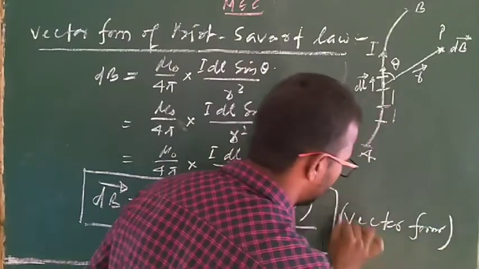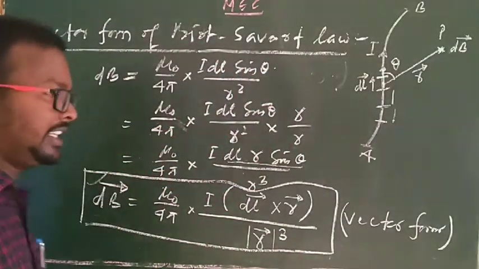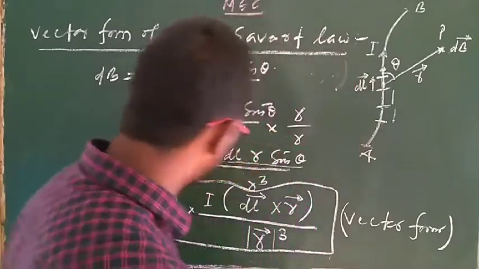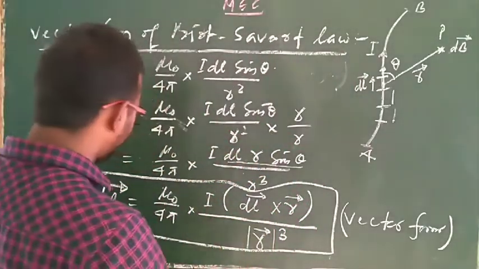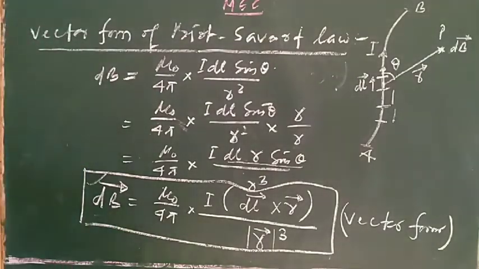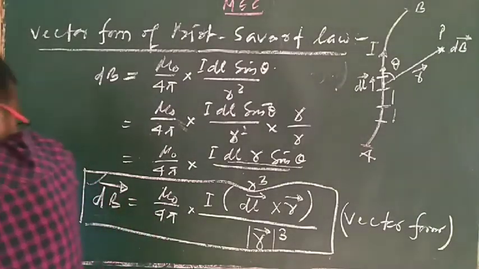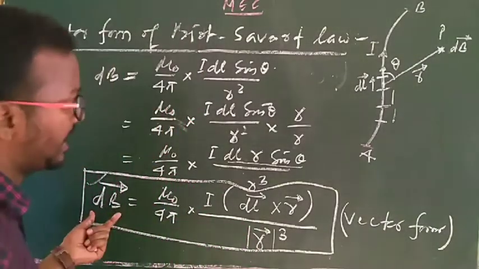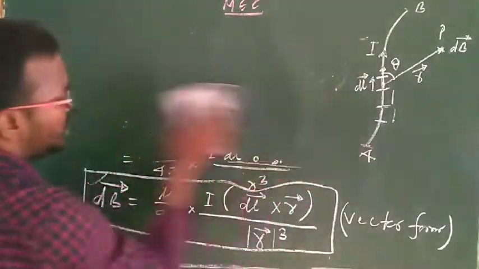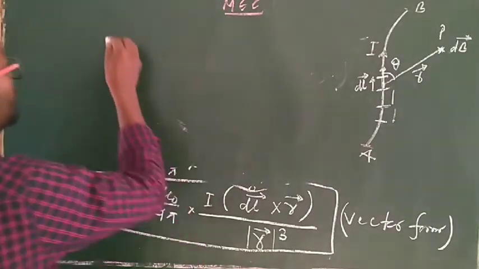This is the vector form of Biot Savart law. Clear? And this vector sign indicates that the magnetic field is a vector quantity, and this is the magnitude, so we can find the direction of this magnetic field. Clear? So how can we find the direction of dB vector, that means the direction of magnetic field? So we have to use the cross product of two vectors. What is the cross product of two vectors?